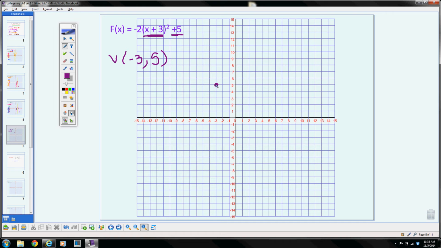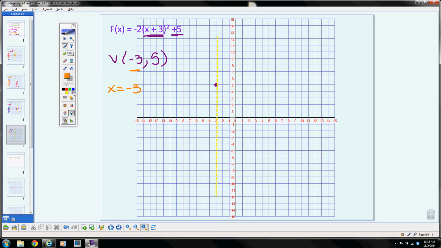We can also find the axis of symmetry. The axis of symmetry will be the x value of the vertex because the x is squared in the original equation. That will be x equals negative 3. So we can draw our axis of symmetry through x equals negative 3.